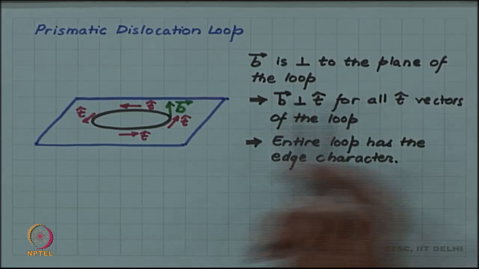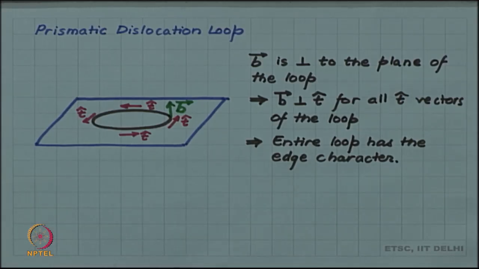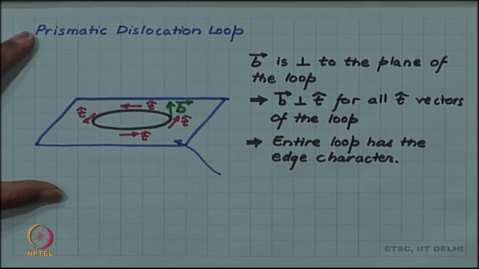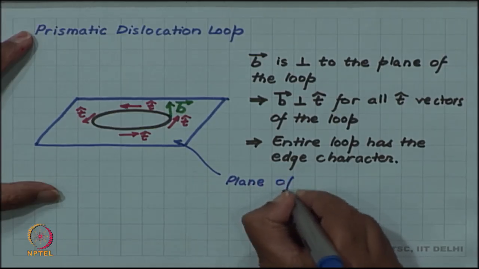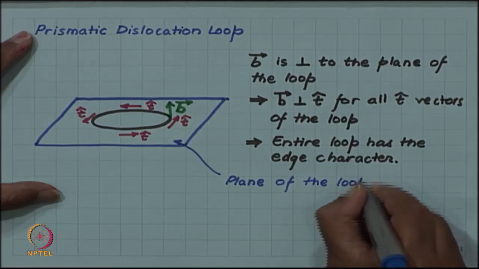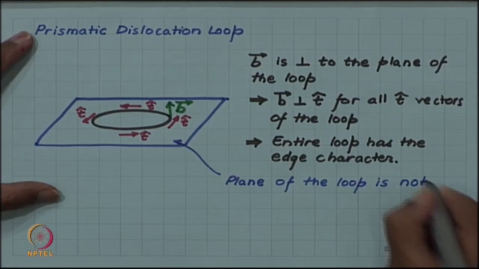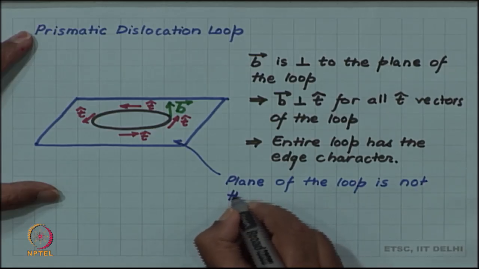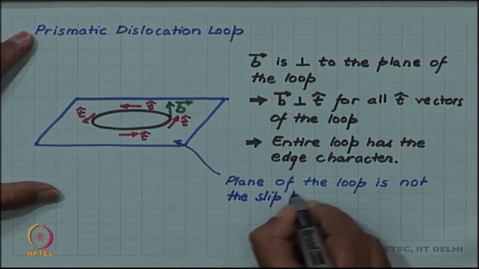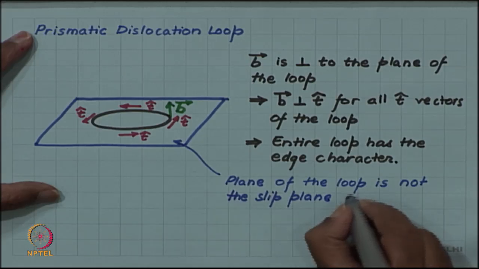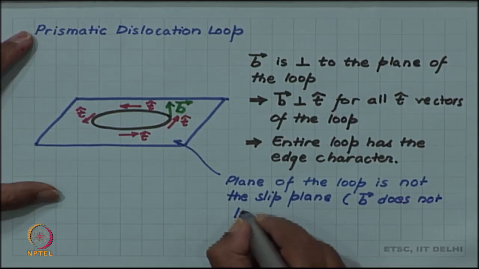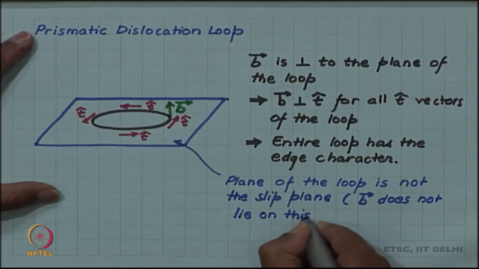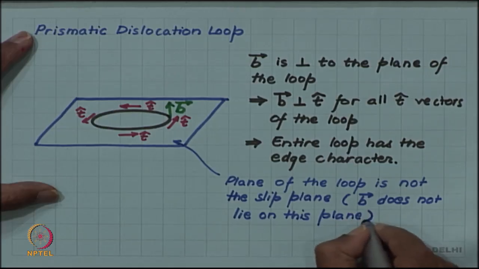Also notice that although I have drawn a plane here on which the loop is lying, this plane is not the slip plane of the loop, because the B vector is not lying in this. So, that also let us note down: the plane of the loop is not the slip plane, because B does not lie on this plane.